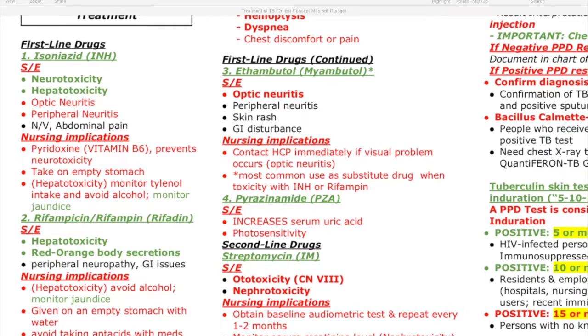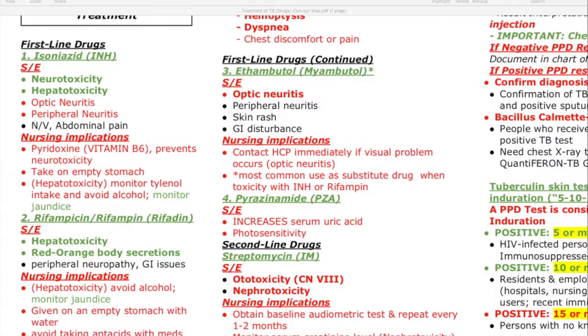The side effects for streptomycin are ototoxicity, nephrotoxicity, and hypersensitivity. Ototoxicity is going to affect our 8th cranial nerve, right? So CN8. So nursing implications that relate to these side effects, specifically for ototoxicity: as nurses, we should remember to obtain a baseline audiometric test and repeat every 1 or 2 months, just to assess for ototoxicity.